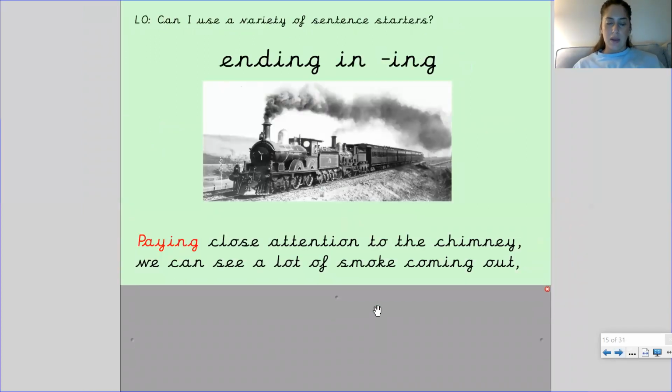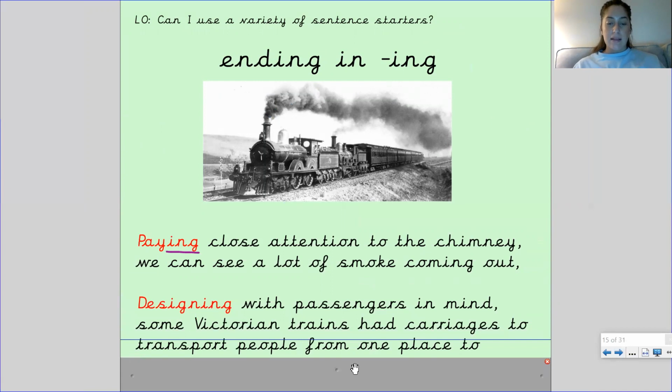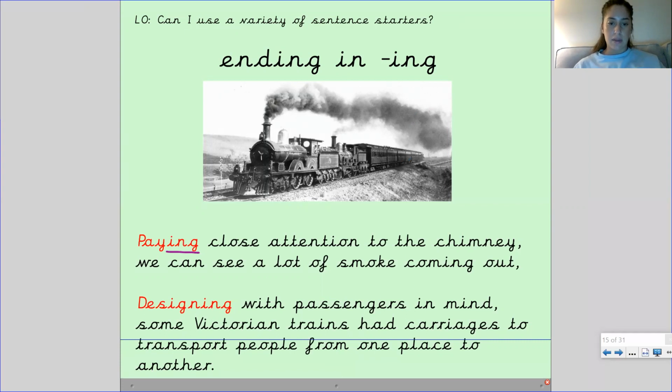For example, paying close attention to the chimney, we can see a lot of smoke coming out. We've started the sentence with a word that ends in ing. Designing with passengers in mind, some Victorian trains had carriages to transport people from one place to another. So, designing with passengers in mind.